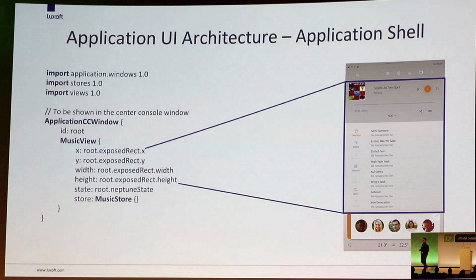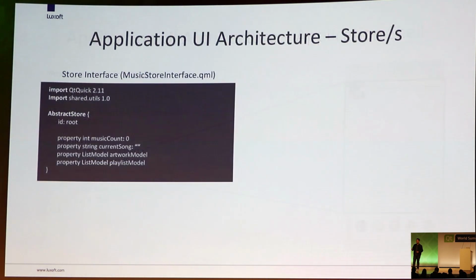So the application shell looks like this. This is what we have in the center console. So in Neptune, we provide such a specific rectangle for the applications to show its content. And then the view will just get these values from the window. So we provide this application window, I will talk about this later. And then the view is controlling, creating the stores and starting delegating the values.